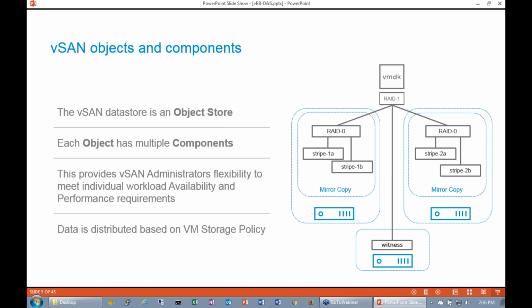If you'll notice, though, it's per VM. It's like per object. It's not like I am doing this for an entire data store, if you will.